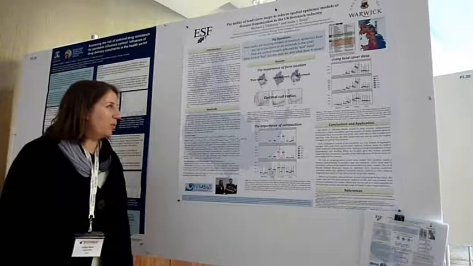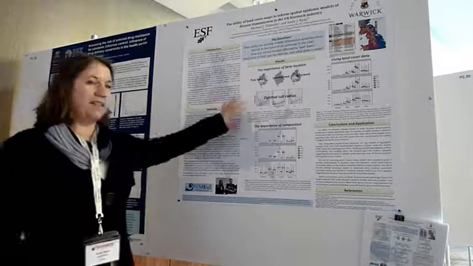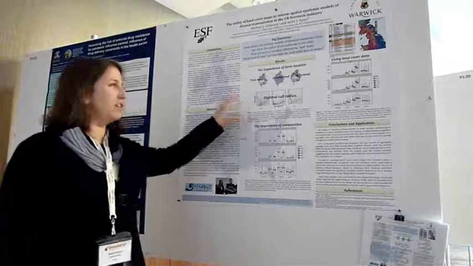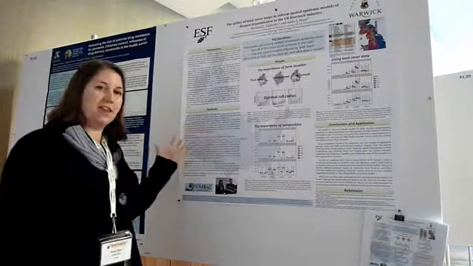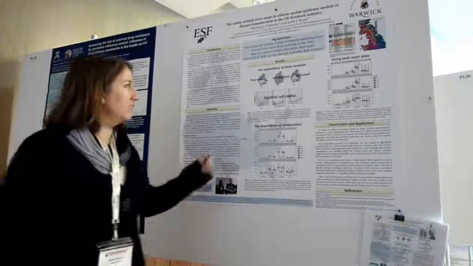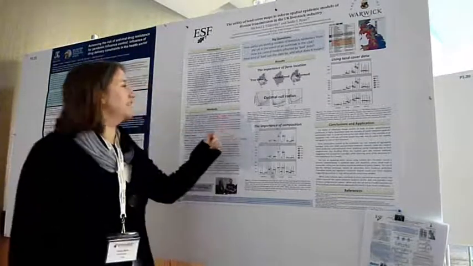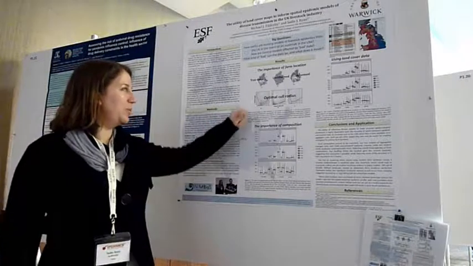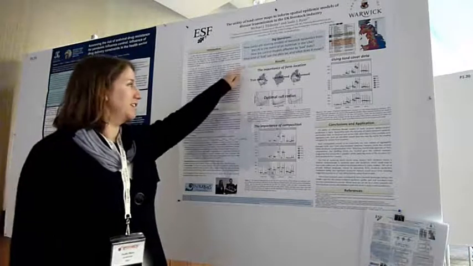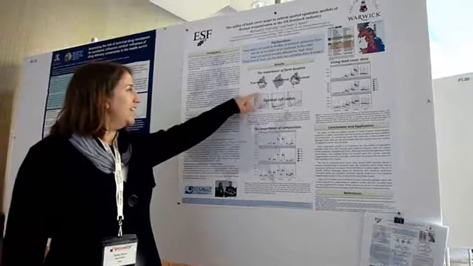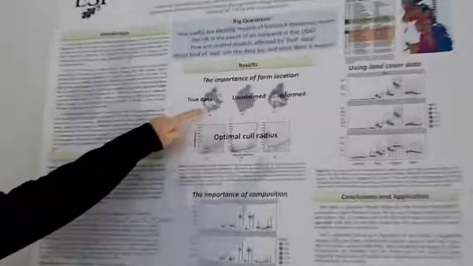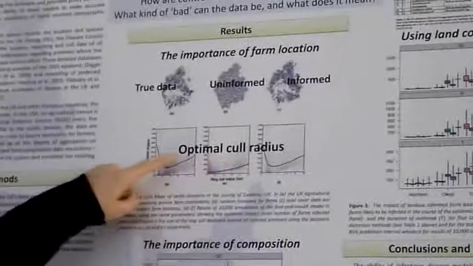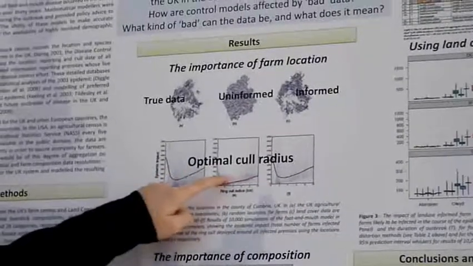And so what we did was to model what would happen if we had the US version of data in the UK situation. So with the UK, we actually know what the truth was because we can backfit the epidemic. And when we start using US level aggregate data mock-ups, what we see is when we look at things like optimal cull radii, that when we have the true data, where we know where every farm location is, compared to the uninformed data, we see drastic differences in this optimal cull radius.